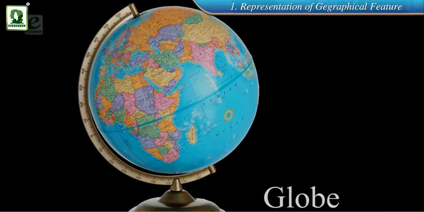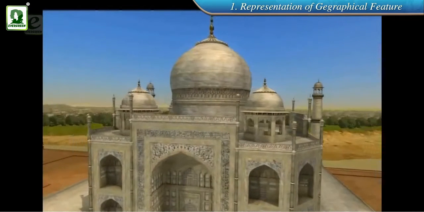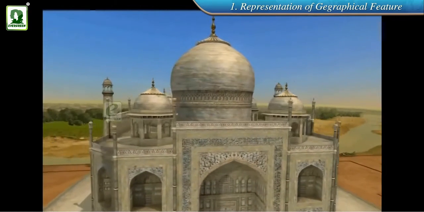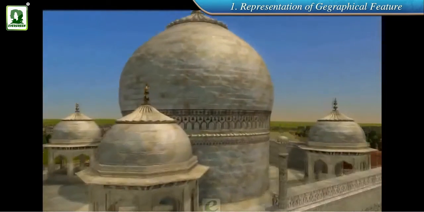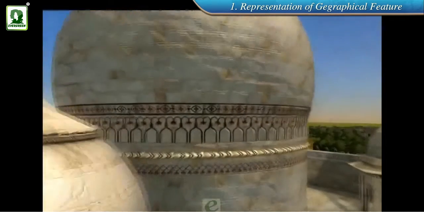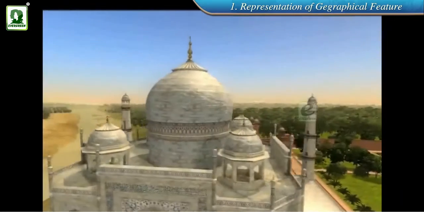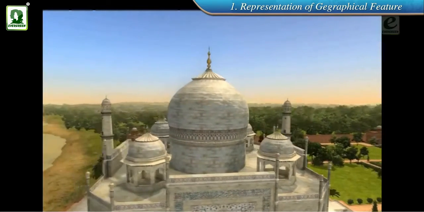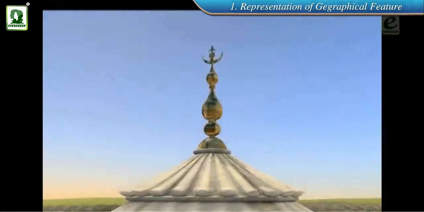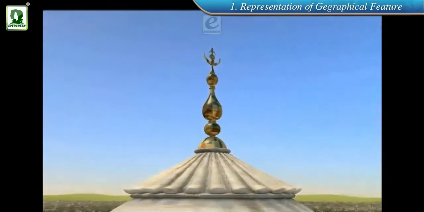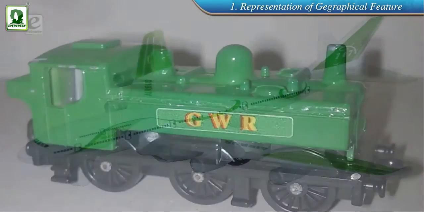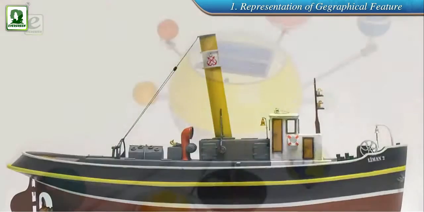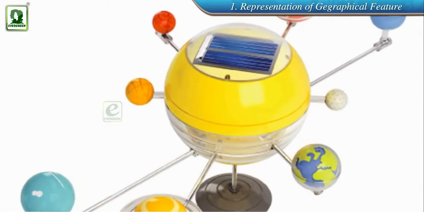Globe. Can you identify this historical monument? Right. This is a model of Taj Mahal, which is one of the 7 wonders of the world situated in Agra. We use models to visualize things so as to understand their basic structure and features, like a model of a car, aeroplane, train, ship, or our solar system, etc.